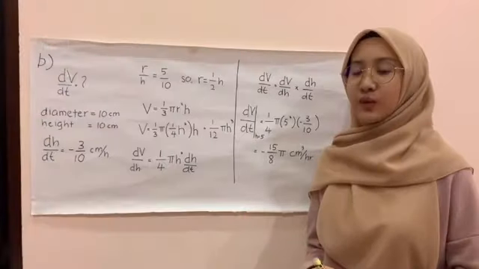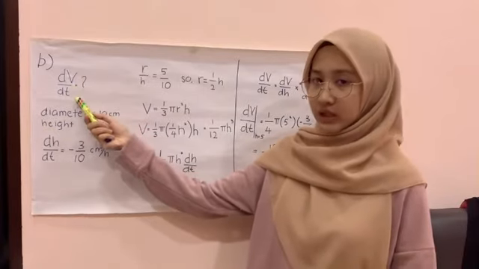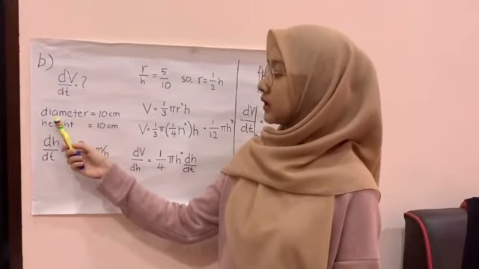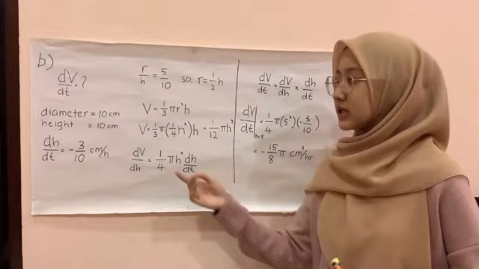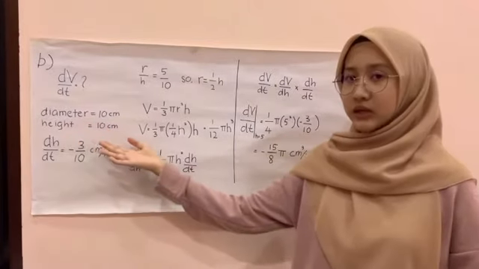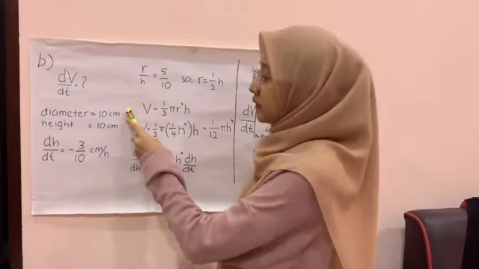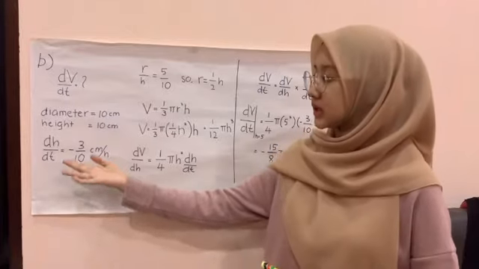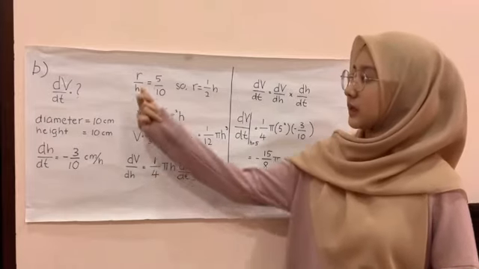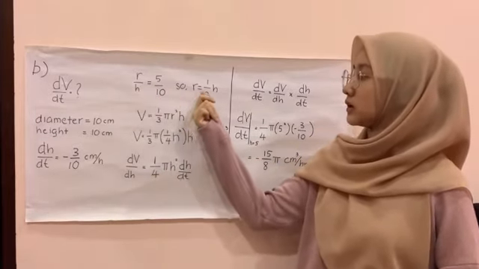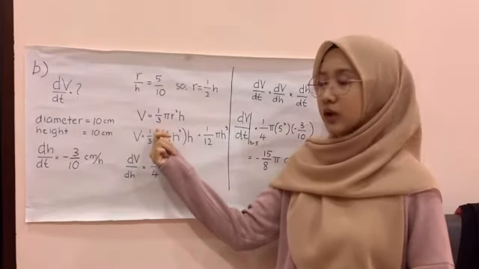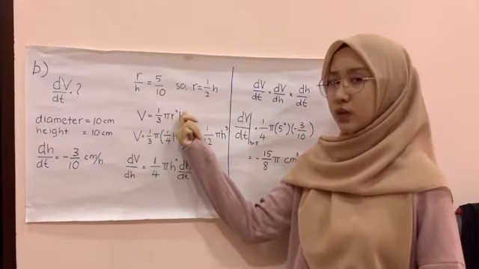For this question, we need to determine the value of dV over dt when the h given is 5 cm. Based on the question, we know that the diameter of the opening is 10 cm and the height of the container is 10 cm. So both of them are the same. We also know the value of dh over dt is negative 3 over 10 cm per hour. The first step is we need to express r in terms of h. So we got r is 1 over 2 h. So we use the formula of volume of a cone, which is 1 over 3 pi r squared h.